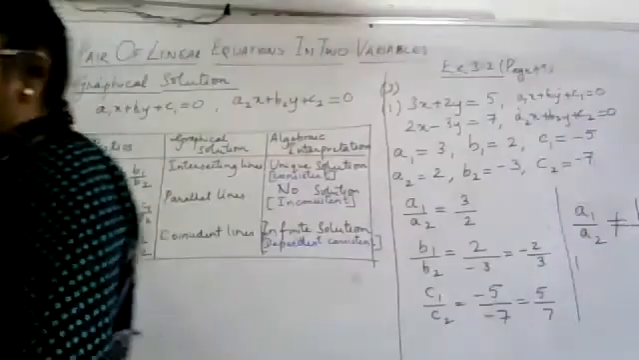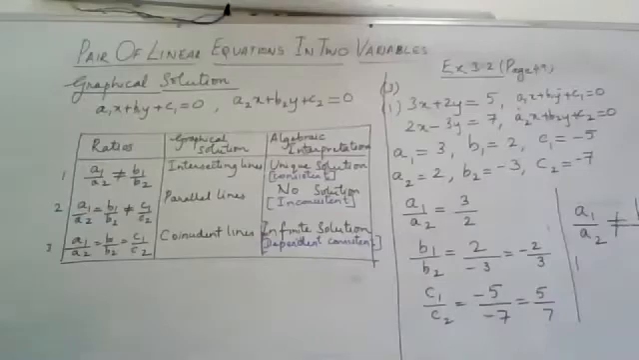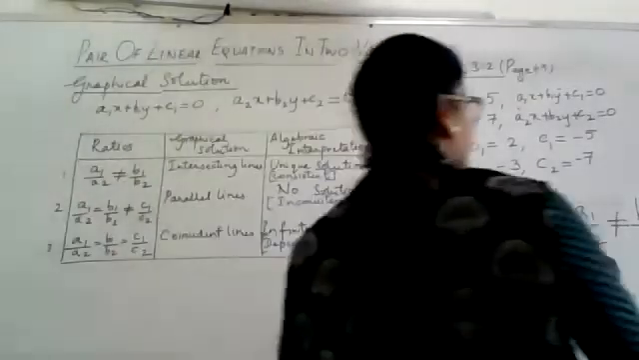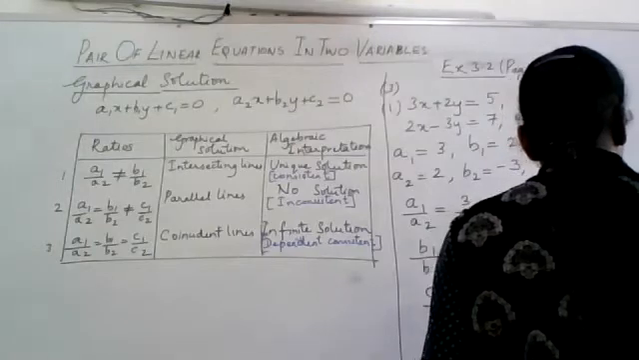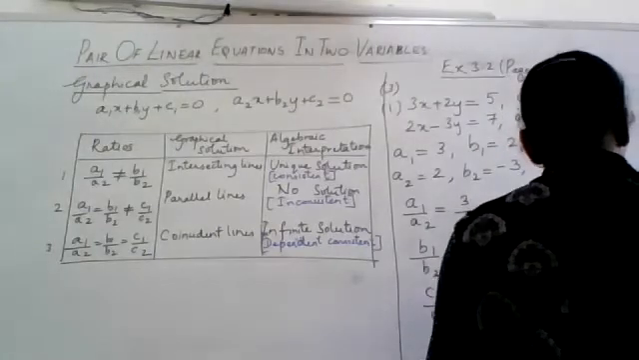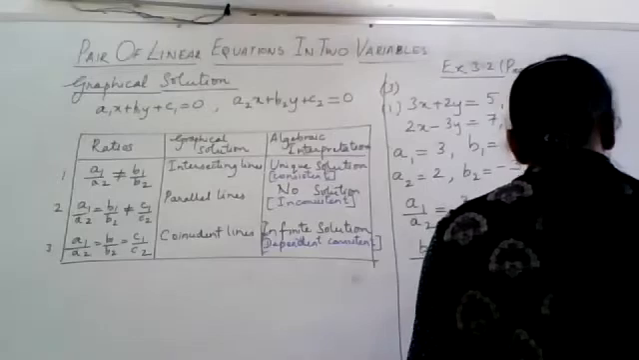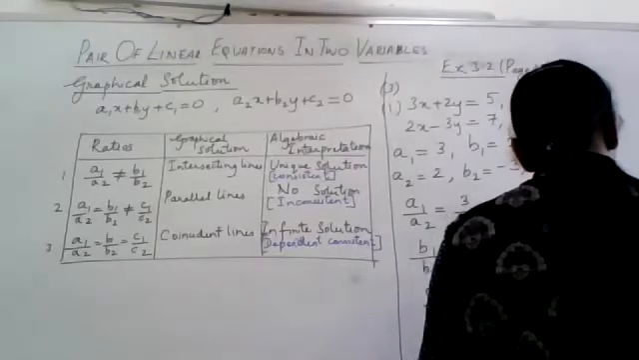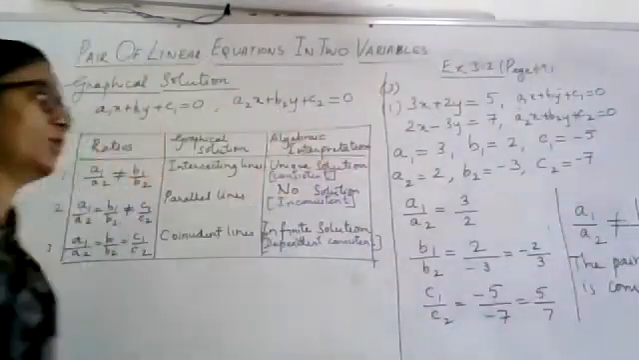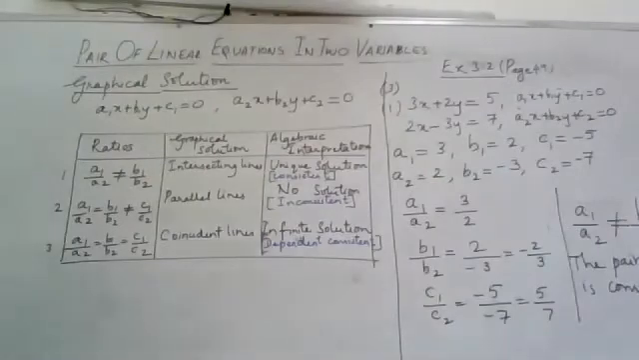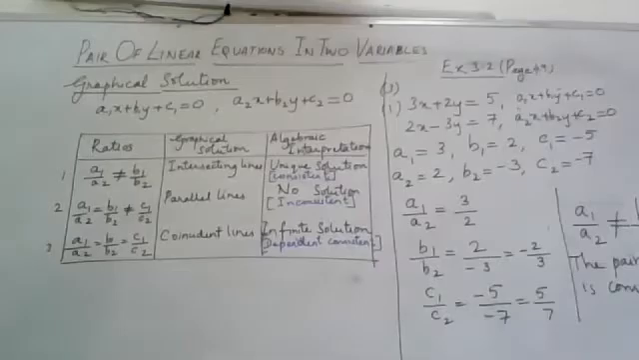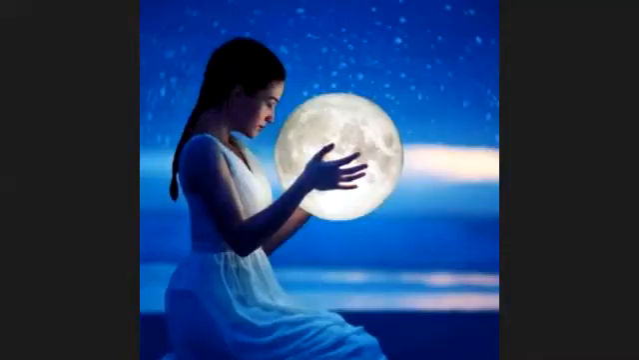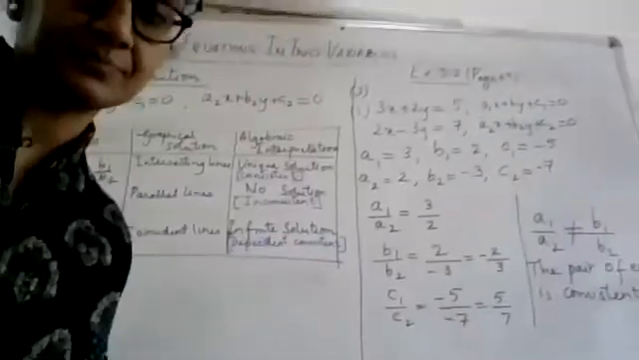The question was find out whether the following pair of linear equations are consistent or not. The pair of equations is consistent. So this is how you will complete the problem. Once you are showing that A1 by A2 is not equal to B1 by B2, you should be able to say they form a consistent set of equations.